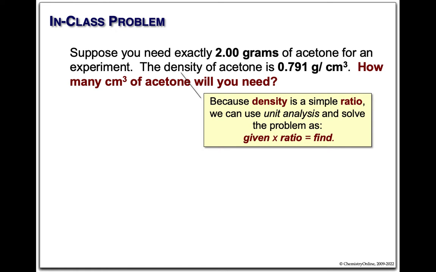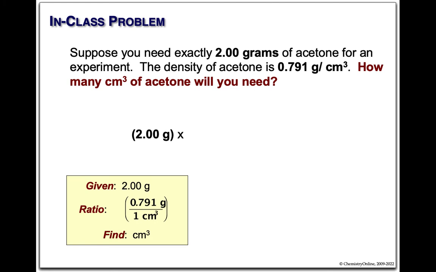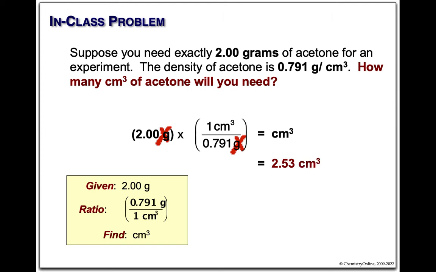Our given is our 2 grams. Our ratio is simply our density. We know by now that we need to flip this ratio over, so grams is in our denominator. Start off with our given. Flip this guy upside down. Grams will cancel. 2 divided by 0.79, 2.5 cubic centimeters, which remember in the lab you would measure as a liquid 2.5 milliliters.